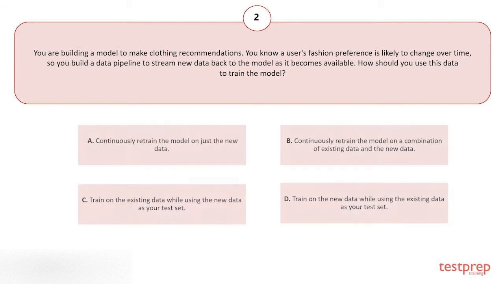Your options are A. Continuously retrain the model on just the new data, B. Continuously retrain the model on a combination of existing data and the new data, C. Train on the existing data while using the new data as your test set, D. Train on the new data while using the existing data as your test set. The correct answer is option B.